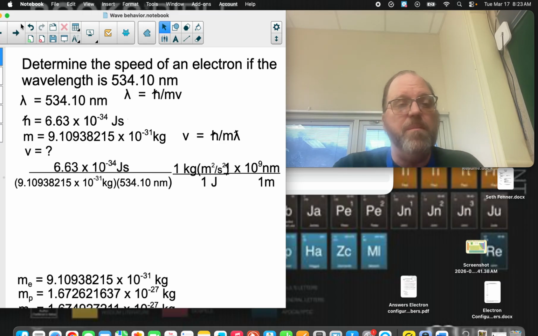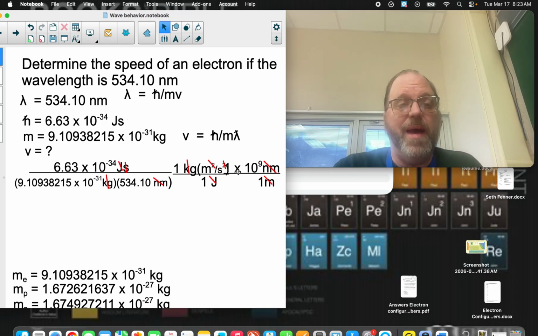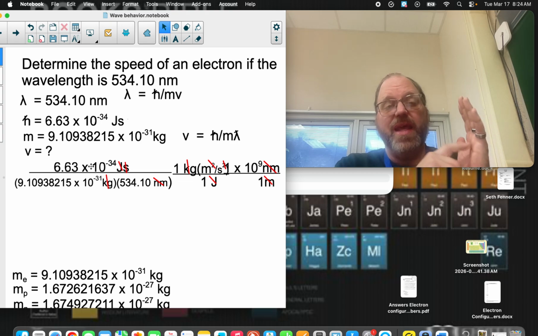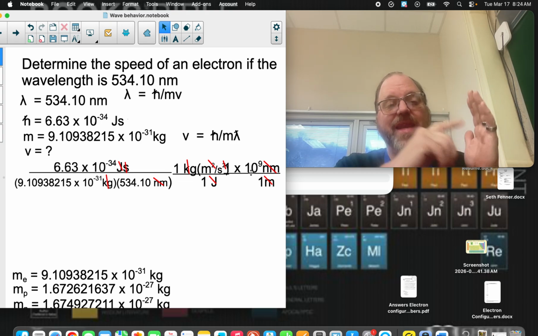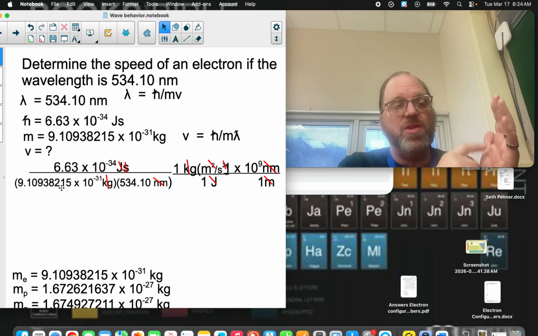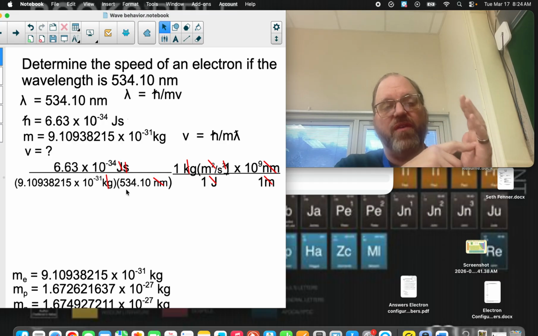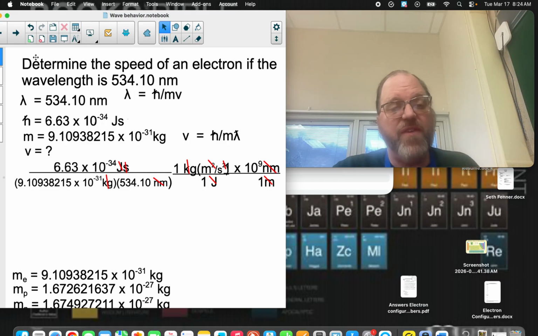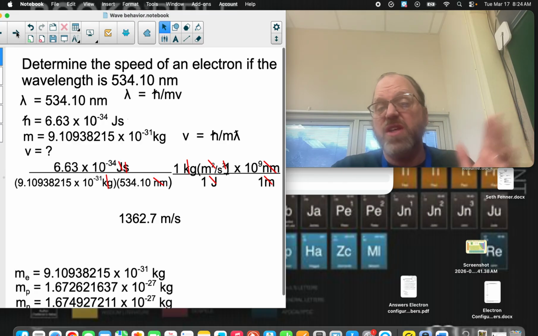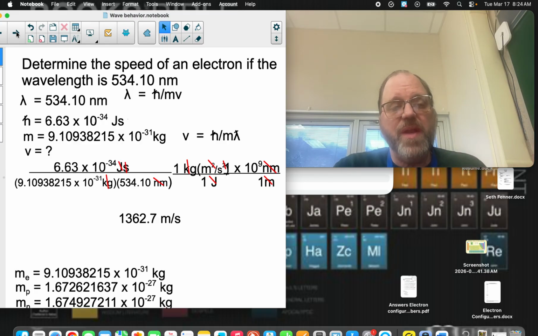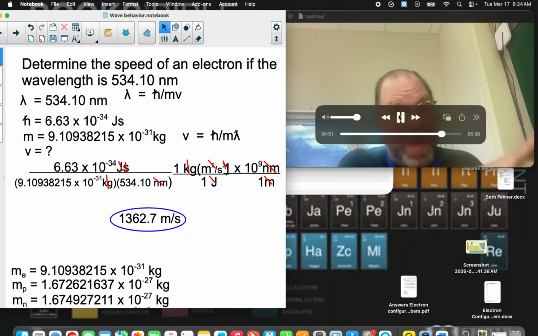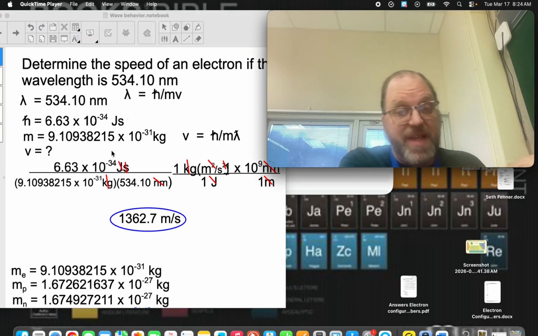Joules are going to cross out. Meters, 1 meter crosses out. 1 nanometer crosses out. 1 kilogram crosses out. 1 second crosses out. We're left with meters per second. Take 6.63 EE minus 34 times 1 EE9 equal, divide by 9.10938215 EE minus 31 equal, divide by 534.10 EE 9. Again, we're going to have 5 sig figs, because all the rest of these are constants. To 5 sig figs, you should get 1,372.7 meters per second. Not nearly as fast as the other one. That's why the wavelength was longer, but again, this is still moving pretty good.